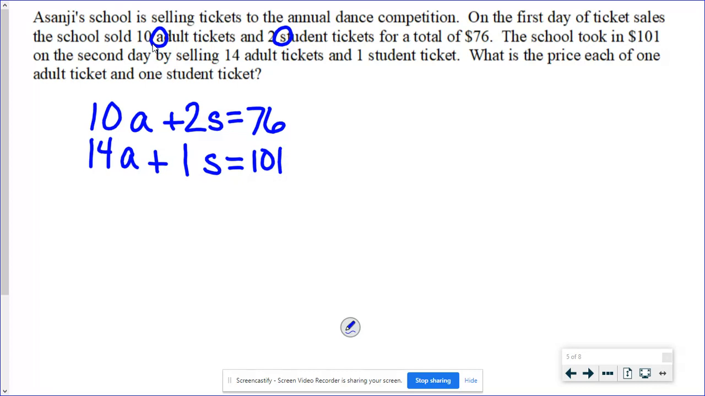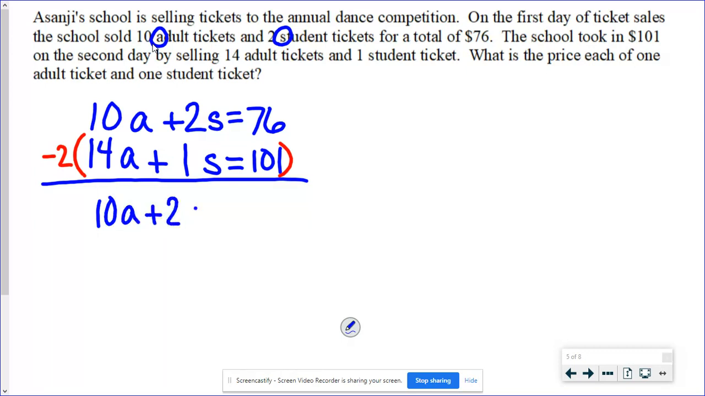Now, looking at these 2 equations, the A's are not great to get as opposites. We'd have to get pretty big there. So I'm going to go with the S's. I want to make those both be 2's. So the first equation, I already have a positive 2s. The second equation, I'm going to multiply by a -2 so that I can get those to be opposites and go away. So let me just rewrite my first equation. 10a plus 2s equals 76.